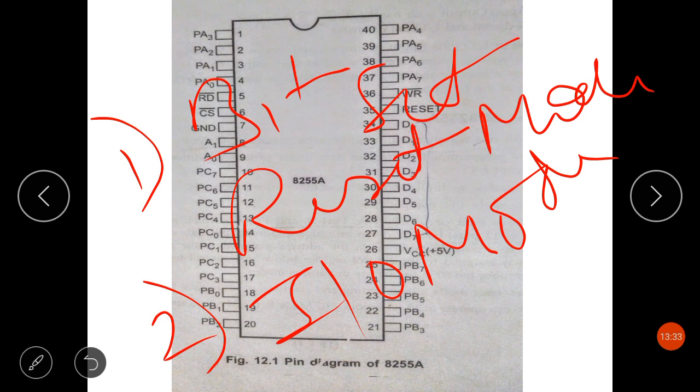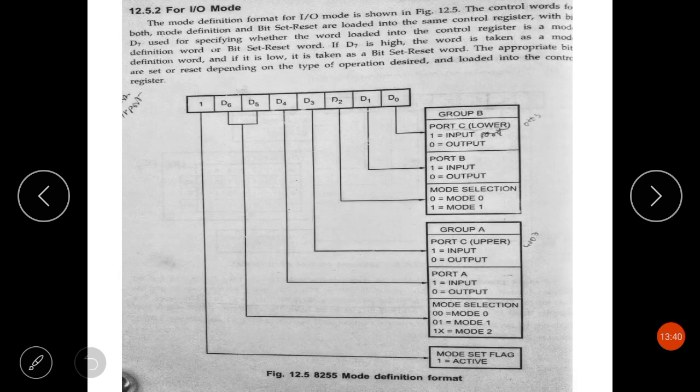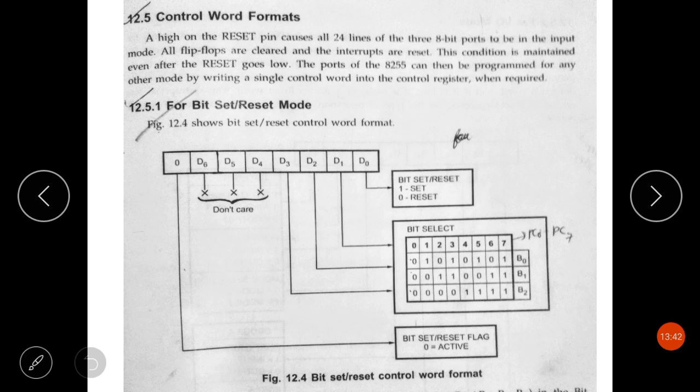So for bit set or reset mode, what is the control word? Let me show you the control word. This is the bit set or reset control word format. Since port C has 8 input output pins, D1, D2 and D3 will tell you which input output pin of port C is selected.